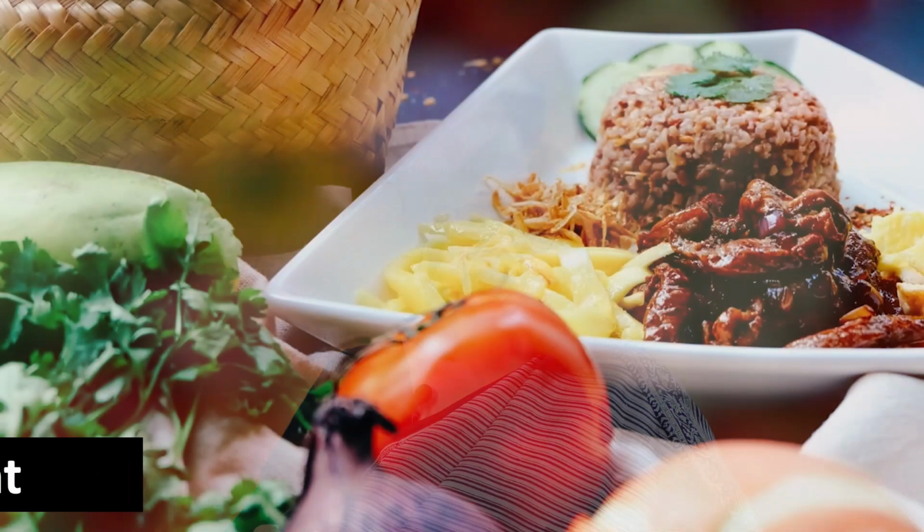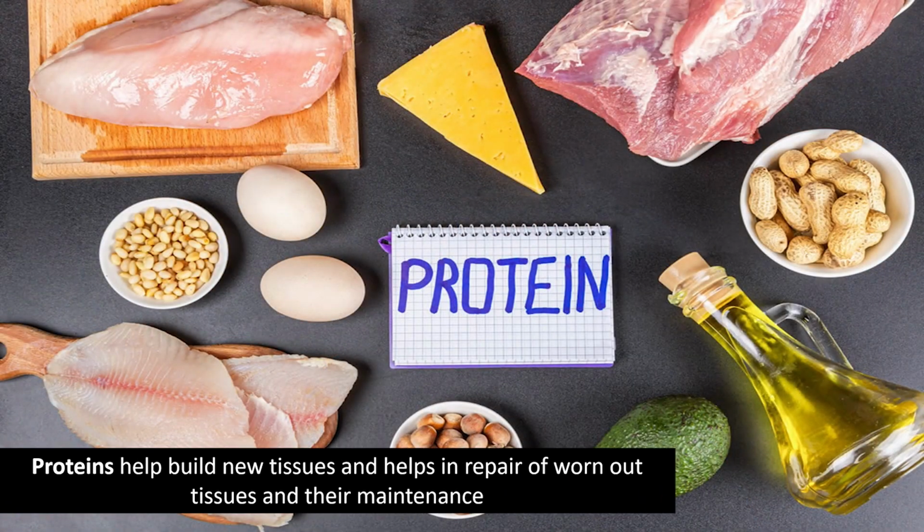Moving further, the second group of nutrient, which is the bodybuilding nutrient, that is proteins. Proteins help to build new tissues and help in repair of worn out tissues, and also help in maintaining the body tissues, as we have already been learning about in the earlier sessions. We have talked about the food sources of proteins in the diet.